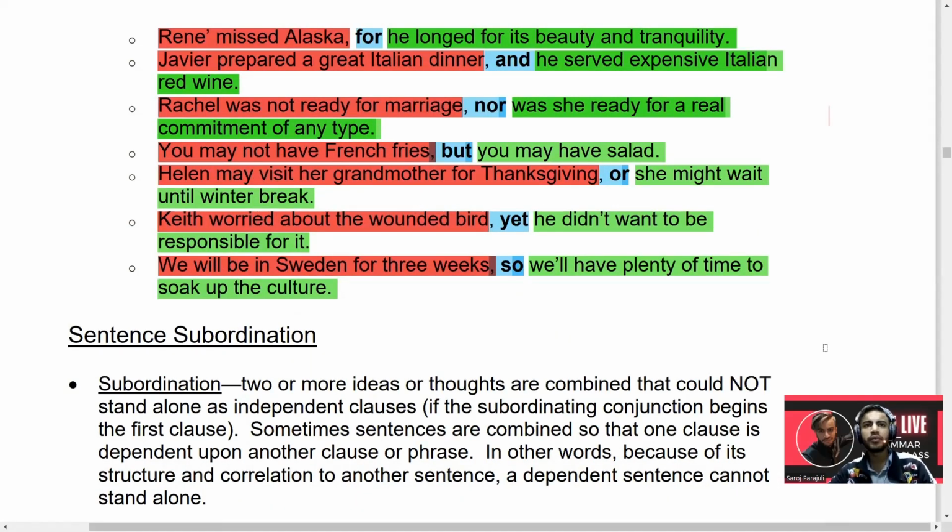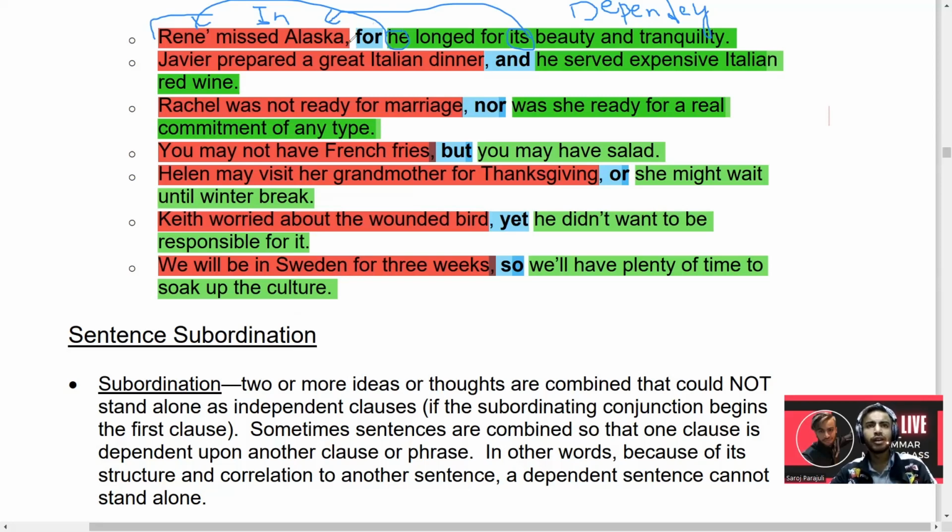Now let's try to identify which is independent and which is dependent. Rene missed Alaska. This is an independent sentence. Now, he longed for its beauty. Who is he over here? He is Rene. It is connected to Rene. And its beauty. What is its? It's Alaska. So it is a dependent sentence. You can see its dependency on the first sentence. And how do we combine this? Just using a FANBOYS. Okay, we used the FANBOYS strategy to make it a complex sentence.